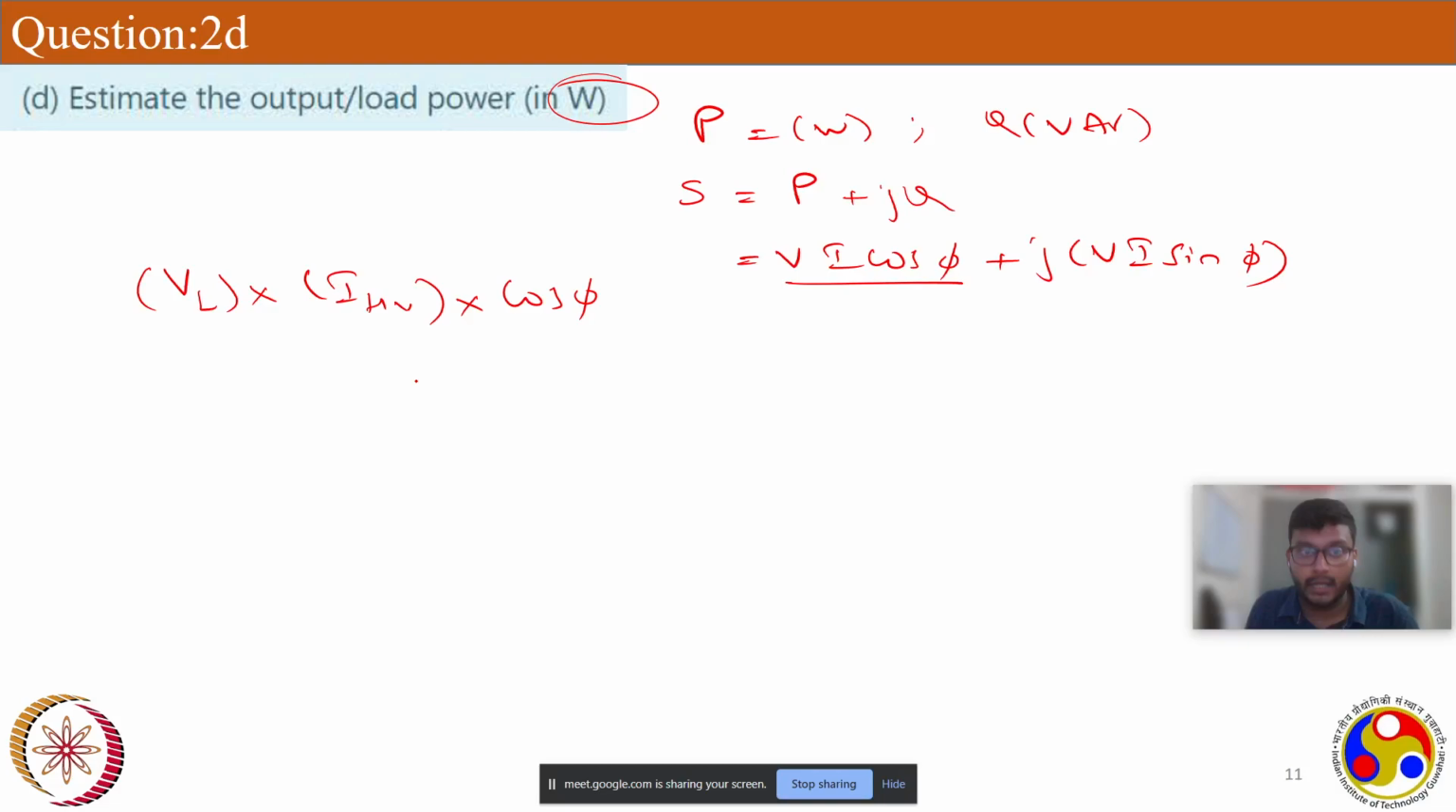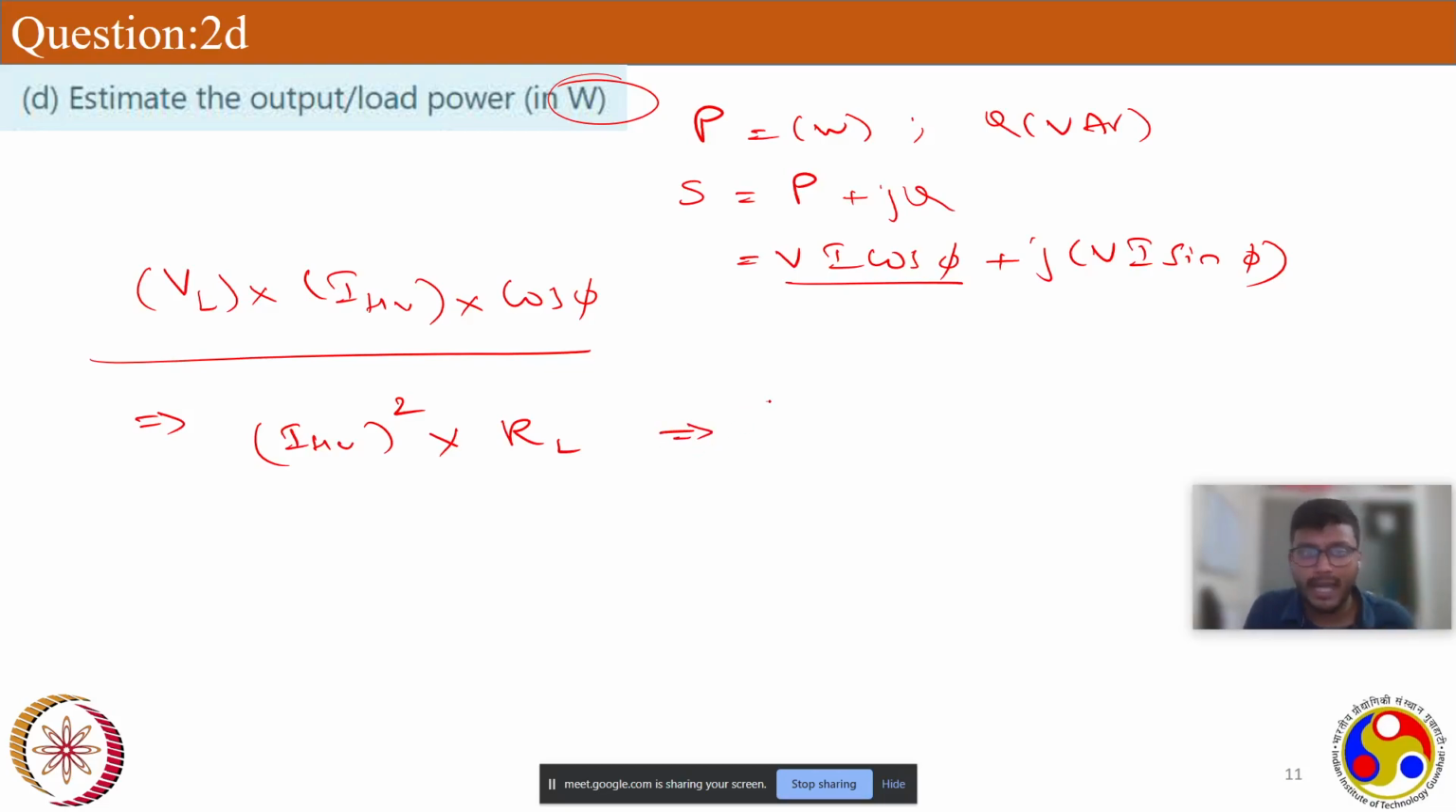Or the another way, can anyone tell me another way to calculate the load power? Because it is asked in watts, only the resistance will come. Imaginary component we won't consider. I just write here I square R. I square R will also give us the output or load power, I square RL. Now both will give the same answer. Let's solve one and you can tally the other one later.